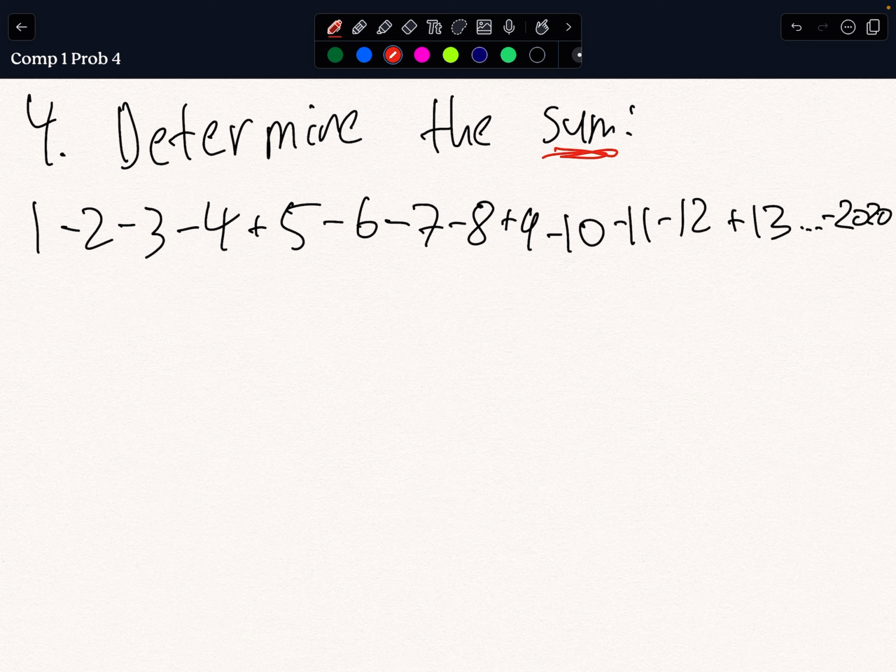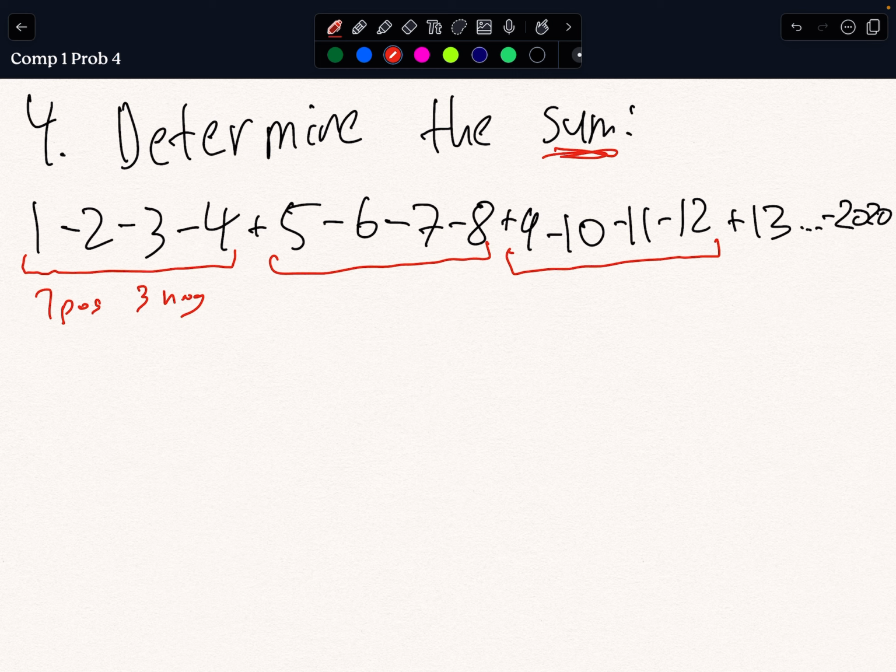Determine the sum. We're given a long string of numbers which we obviously do not want to compute by hand. But in problems like these, it's important to see if you can find a pattern. So I see a pattern here. We have a positive number, a negative, a negative, a negative. So it's going to be one positive followed by three negatives. At least let's see if this holds. One positive, three negatives, one positive, three negatives, and then we have another positive here.